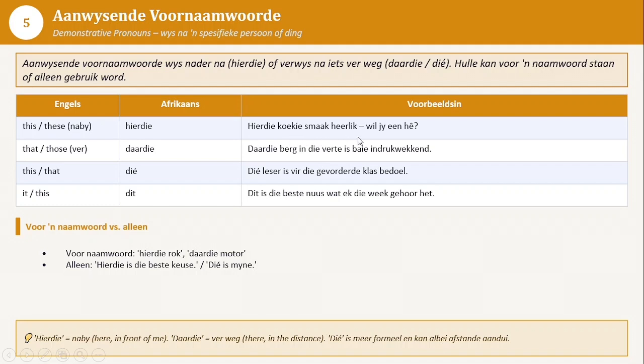We're talking about this specific cookie, okay? Daardie berg in die verte is indrukwekkend. That specific one is indrukwekkend. Die leser, this specific one. So when it has that accenteken, it means that it's the specific one. Okay, so this one is to put emphasis on that word.